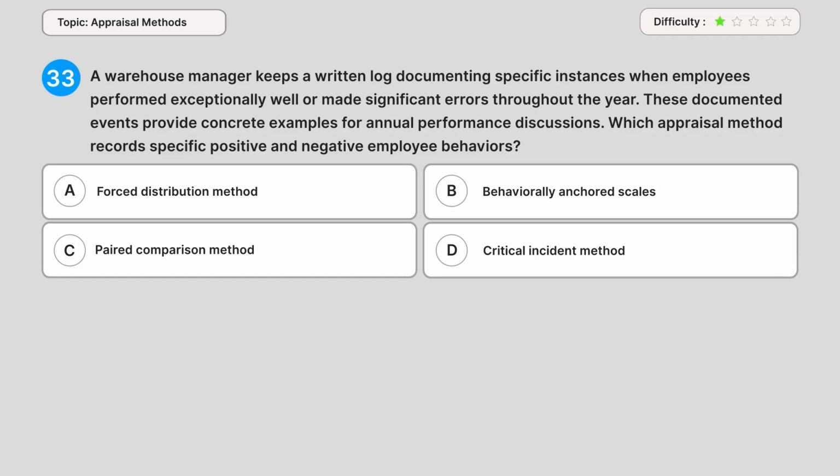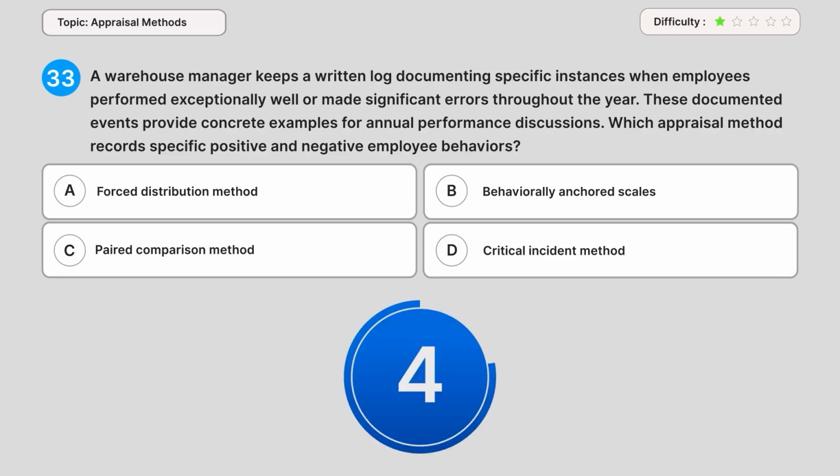A. Force distribution method. B. Behaviorally anchored scales. C. Paired comparison method. D. Critical incident method. What do you think is the answer?